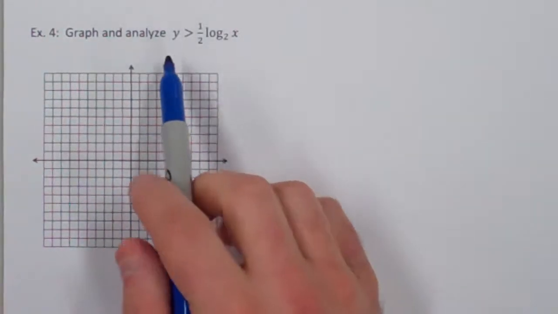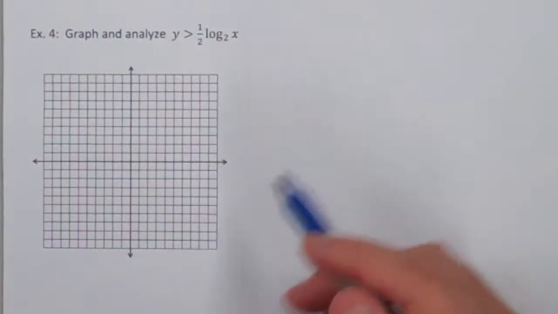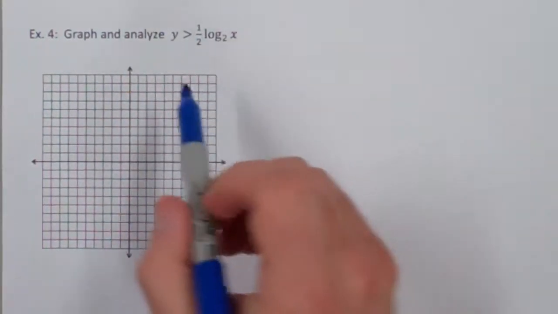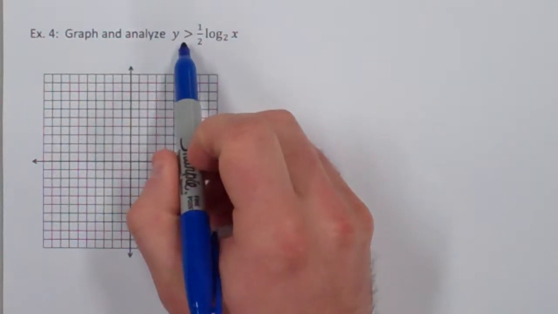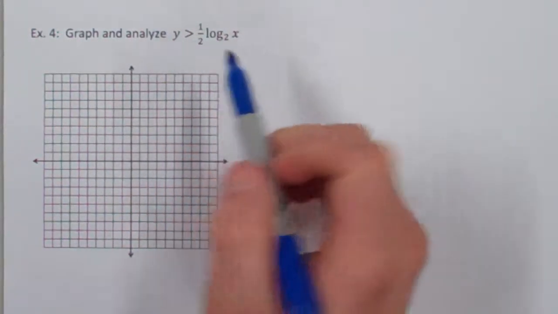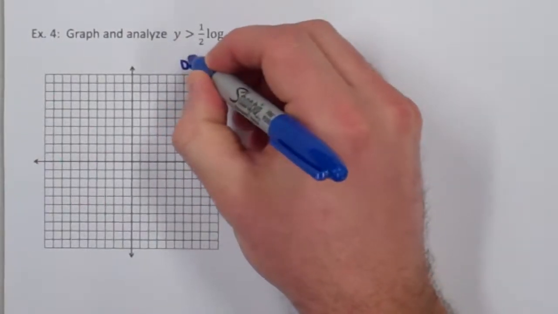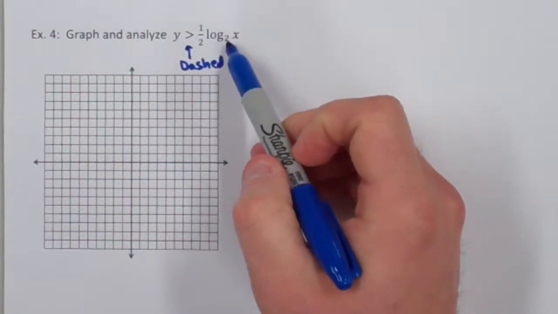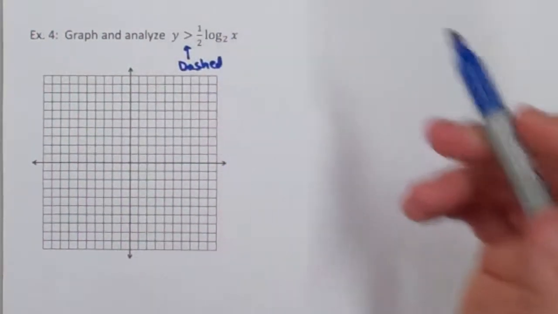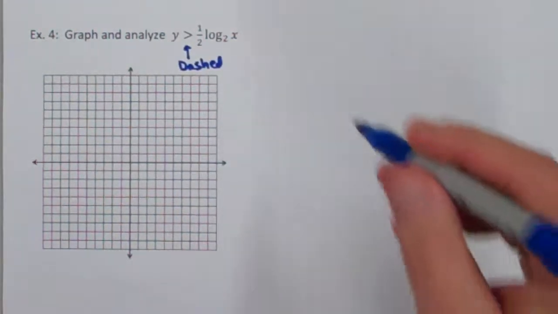Take a look at this inequality and notice that first of all it is an inequality, so we're definitely going to have to shade. And we also want to take a look at this sign. That'll tell us whether we're going to have a dashed or a solid line. There's no equal to line here, this is just a greater than sign, so we'll have to write a dashed or dotted line when we do graph this. Also, here we have a base of 2, and this 1/2 here is going to narrow or widen the graph.